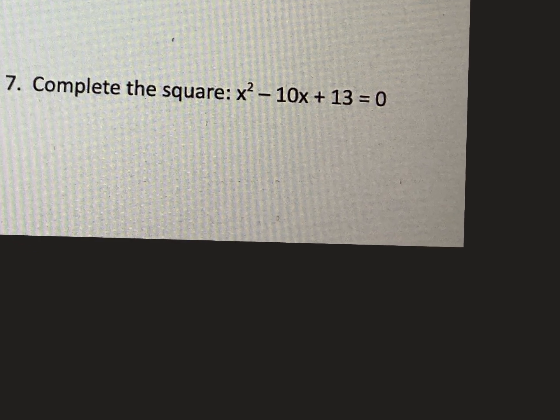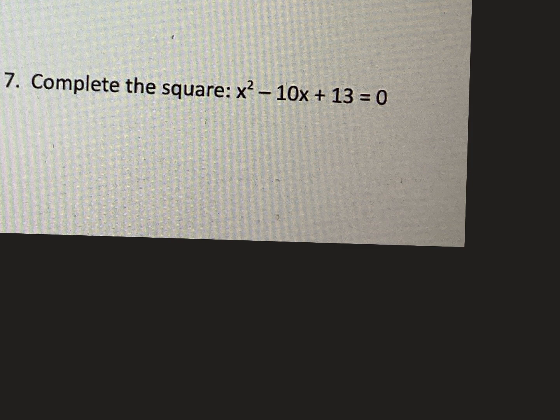Number 7, it's all about completing the square. Please watch this one closely. I want you to be able to do this. First step, move the 13 over and leave space where the 13 used to be. Now I'm doing the gesture right here, even though you can't see me. I'm taking half the middle, which is negative 5, squaring it, which is 25, and adding it to both sides.